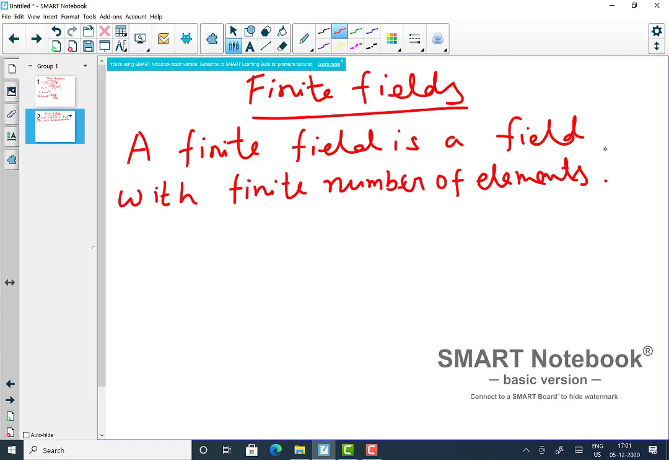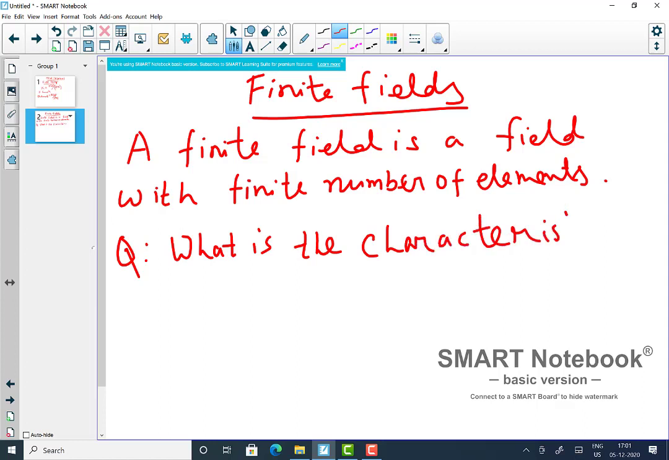As we know, any field has characteristic either 0 or p, so you can ask what is the characteristic of a finite field. This is a simple question. In general it cannot be a composite number, which we already know, because if the characteristic were composite, you could write it as a product of two numbers, and that would give you zero divisors. So it's not possible.